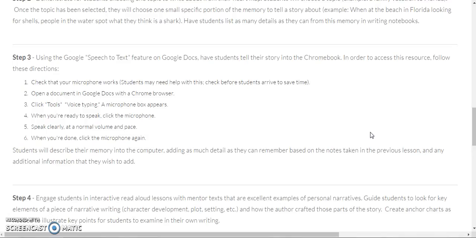And I know that some of my students are already using this speech-to-text feature on Google Docs for other purposes. And so since that's something that they're familiar with, I think that they would really enjoy doing that, and that would motivate them to do a good job with their story, and to include lots of details to make a great narrative writing piece.